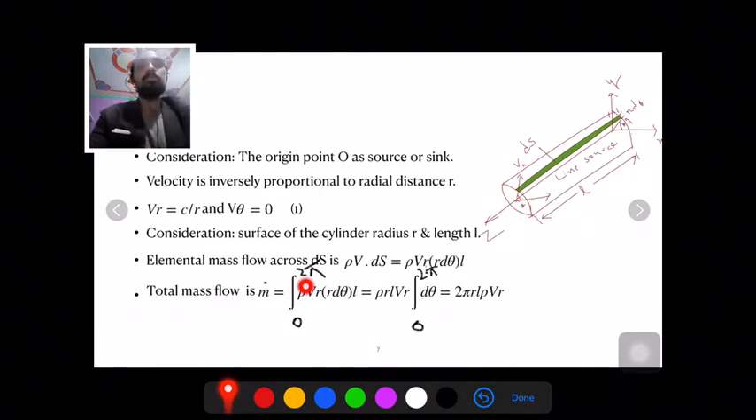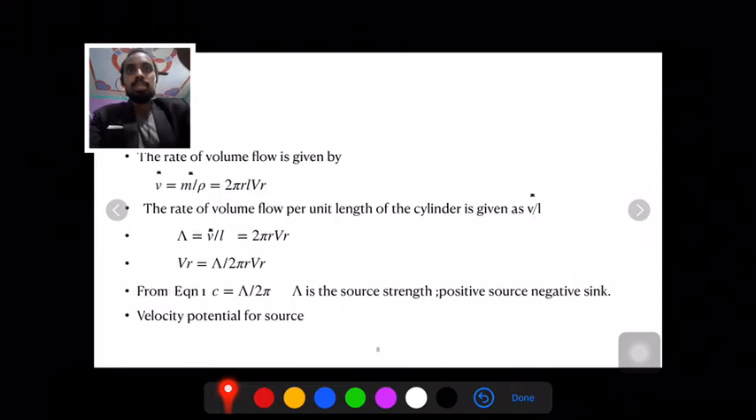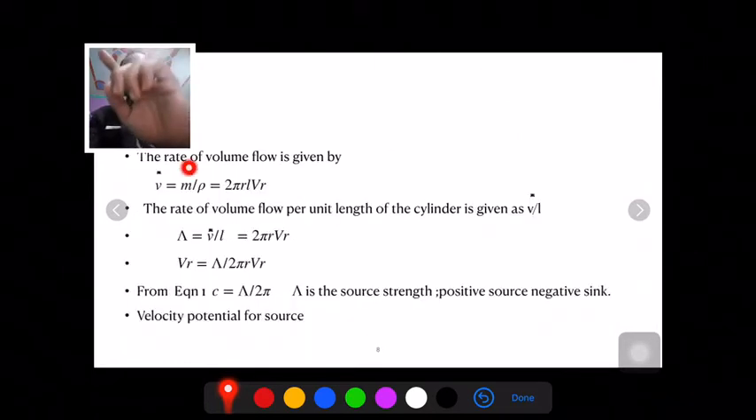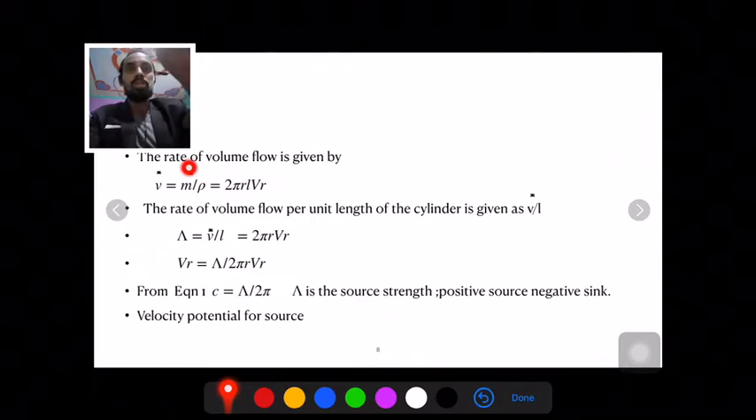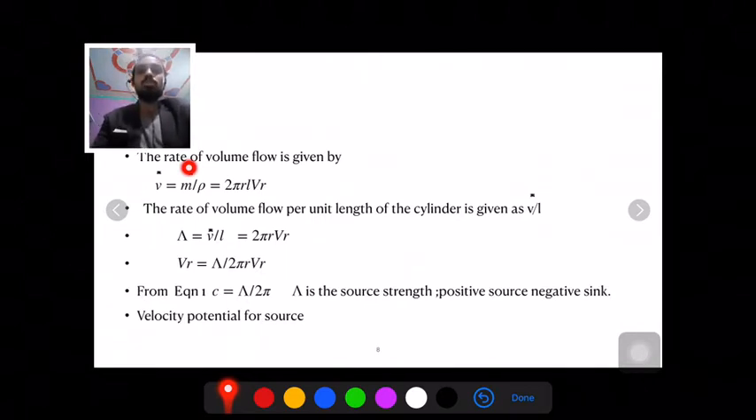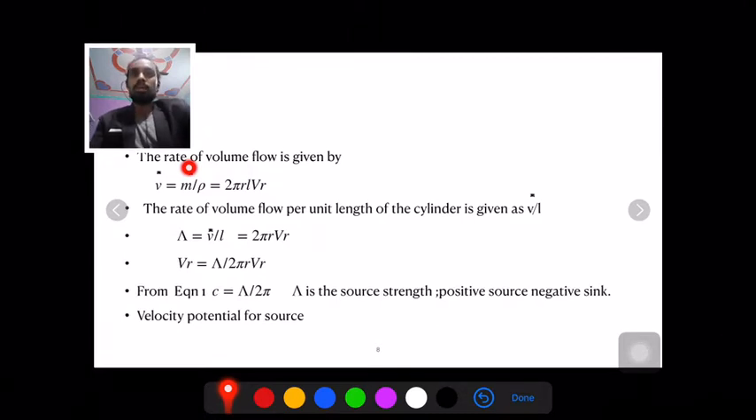Now what is your volume? Volume is mass by density. So the volume flow rate will be V dot is equal to m dot by rho. So in your previous equation, you just have to remove your rho from it. So basically it is 2 pi r L Vr. Now we found our volume flow rate.